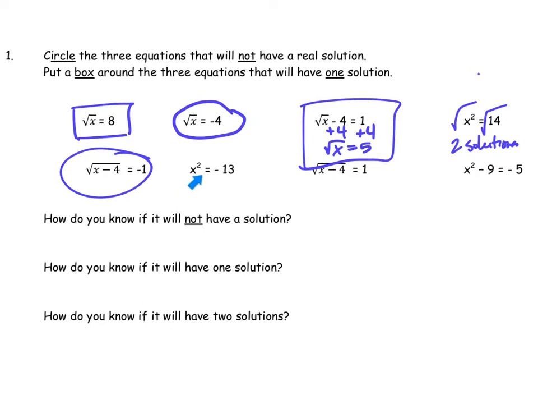Next one over, x squared equals a negative. Anytime you square something, it's always going to come out positive. That one will also not have a solution.